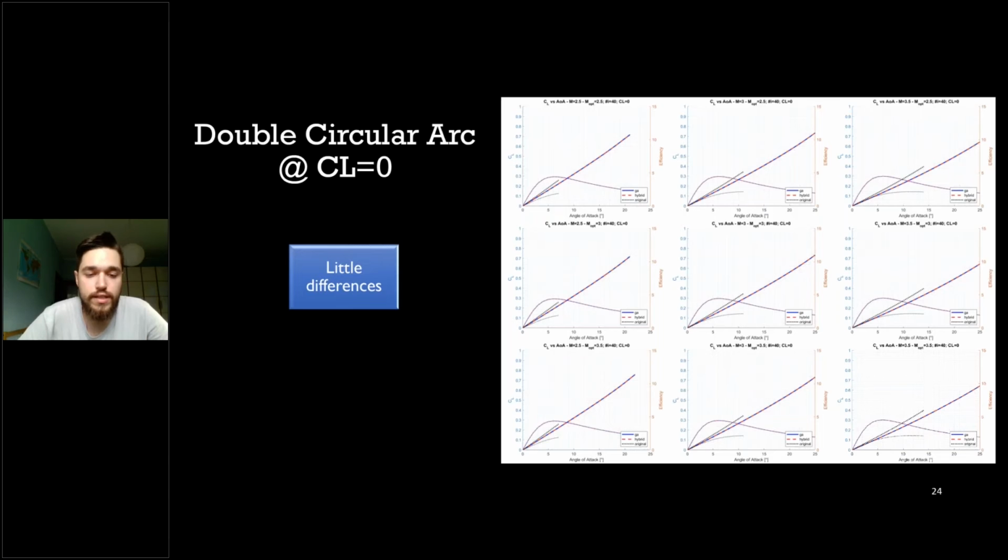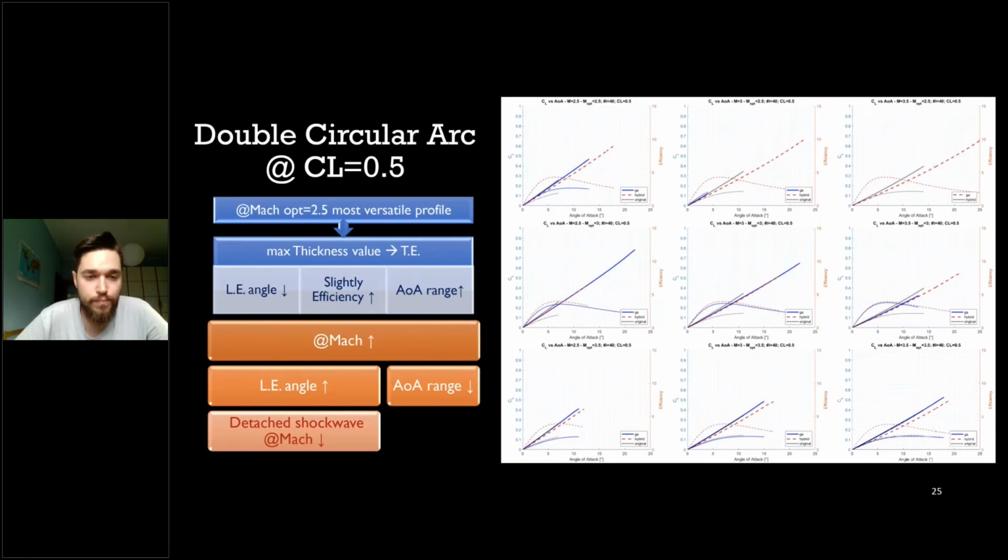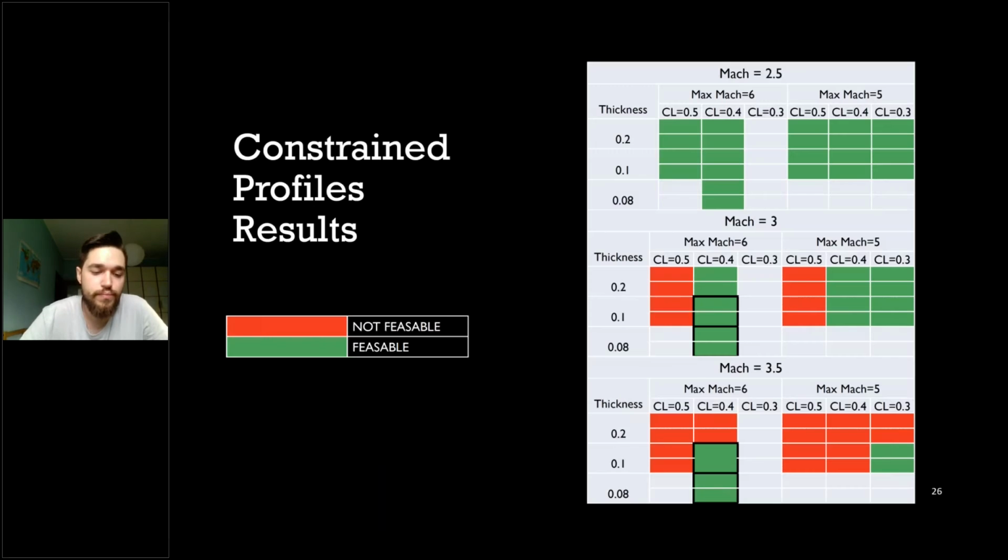In particular, the double circular arc airfoil has similar behavior for all Mach numbers in a zero lift coefficient scenario. For the 0.5 CL, the airfoil optimized for a 2.5 Mach number is the most versatile in off-design conditions. The higher the optimization Mach number, the narrower the angle of attack range in off-design conditions because of the detached shockwave. All previous considerations can be explained by the theta-beta-Mach relation.